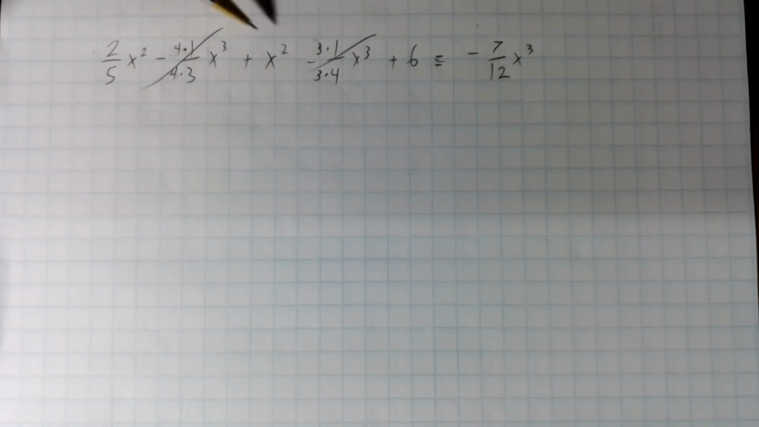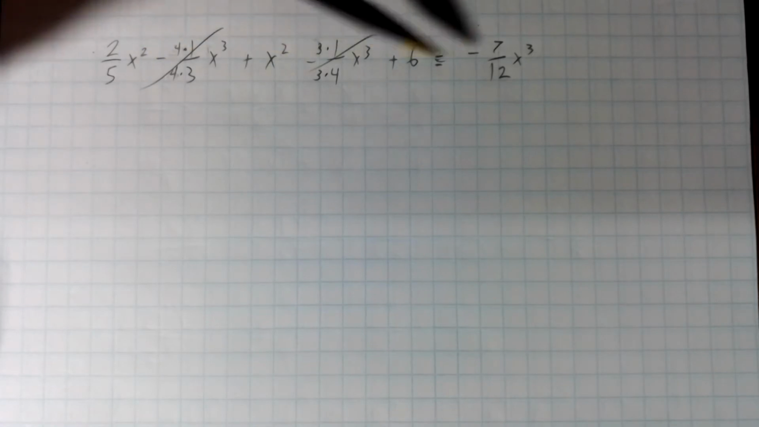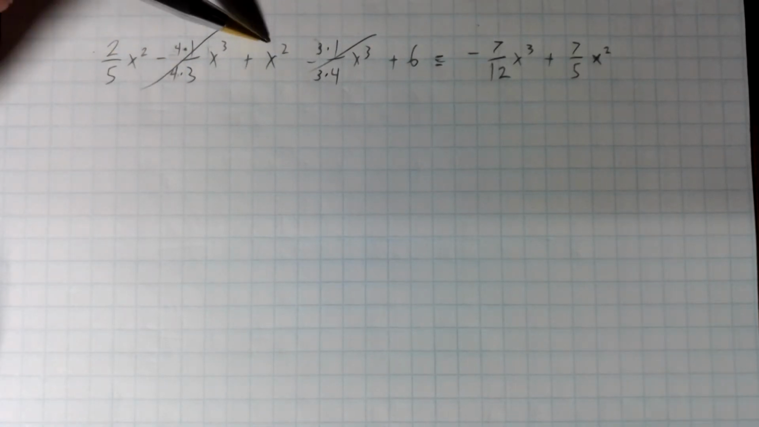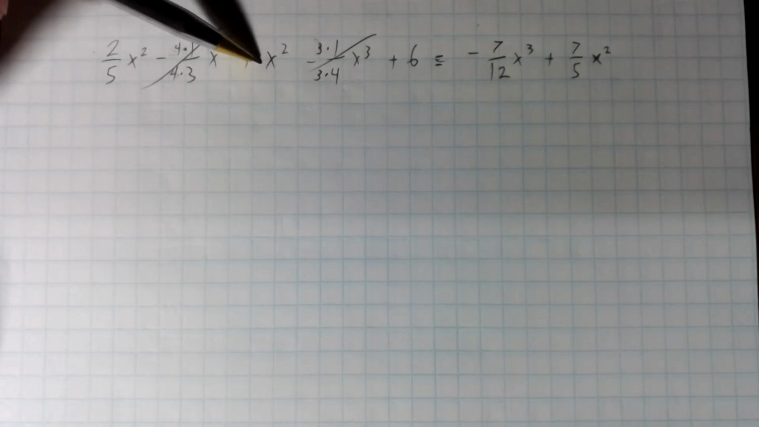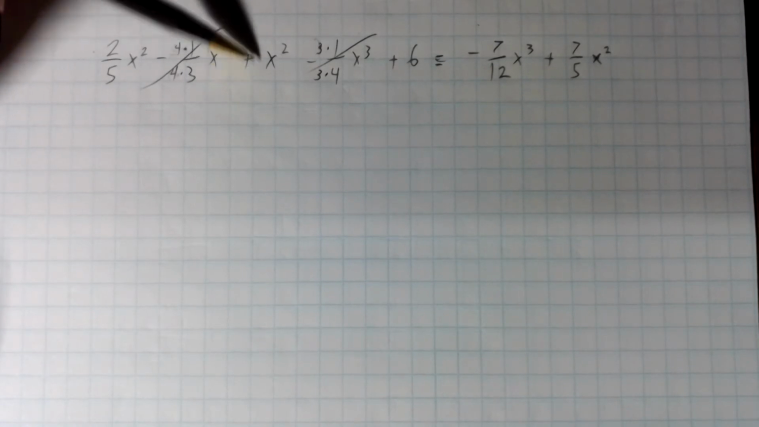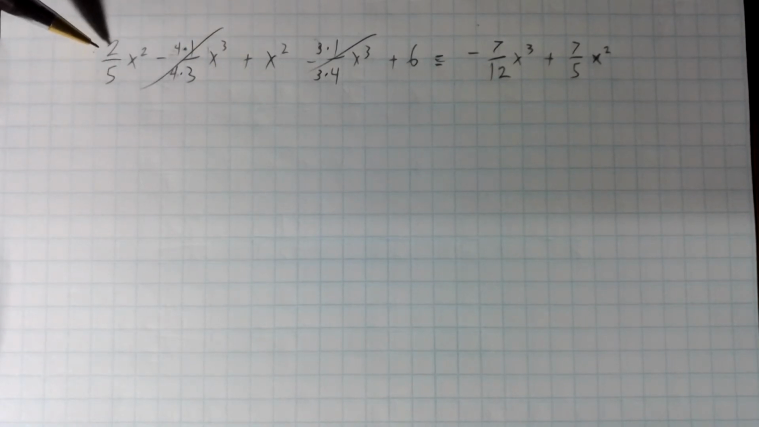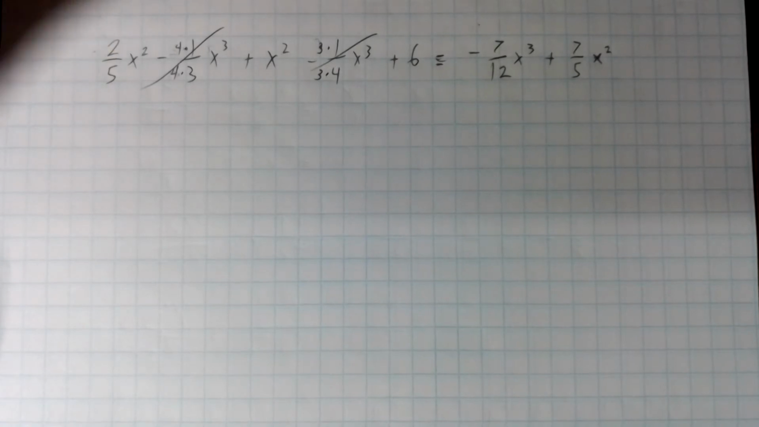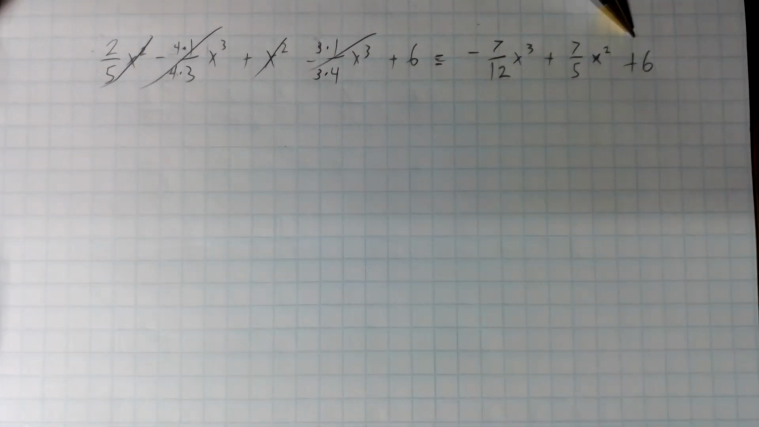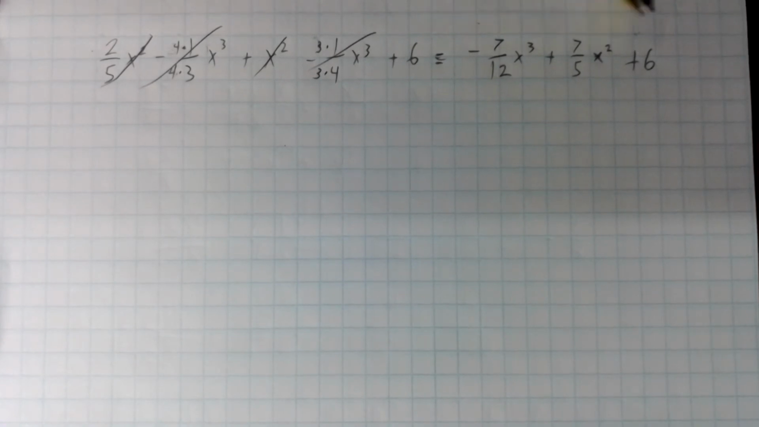And when I start to have bigger problems, I like to cross out the things I've rewritten, so I've done that here. Looking at my x squared terms, this is 1x squared, which I'm thinking of as a 5 over 5 because of this. So if I have a 5 over 5 and a 2 over 5, I'm going to end up with a 7 over 5x squared. Here's my term. Cross those out. And I get a 6. So this ends up being my final answer after I've combined my like terms.